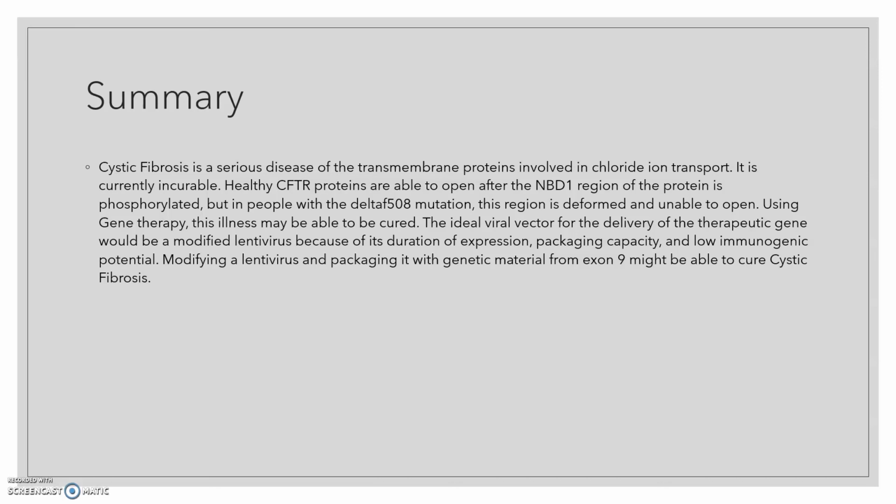The ideal viral vector for the delivery of the therapeutic gene would be a modified lentivirus because of its duration of expression, packaging capacity, and low immunogenic potential. Modifying a lentivirus and packaging it with genetic material from exon 9 might be able to cure cystic fibrosis. And there's my project. So what I learned is all about viral vectors because I knew about them and I knew about their use in gene therapy, but I didn't really know why we chose the viruses that scientists choose and why they're able to be effective.